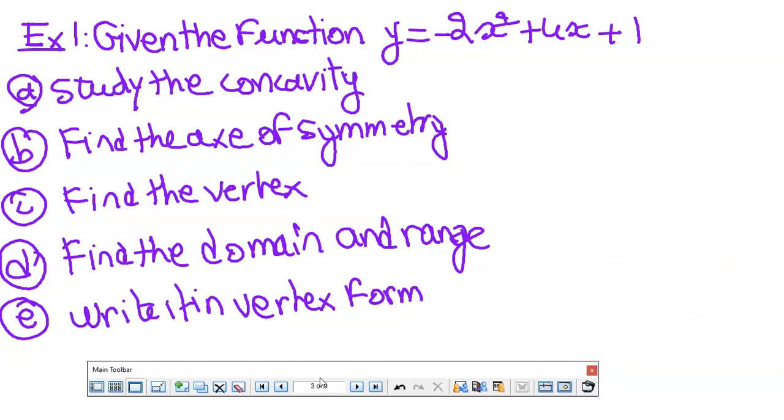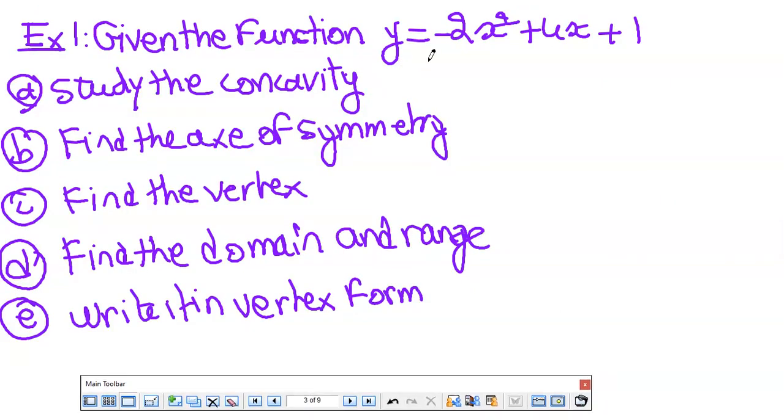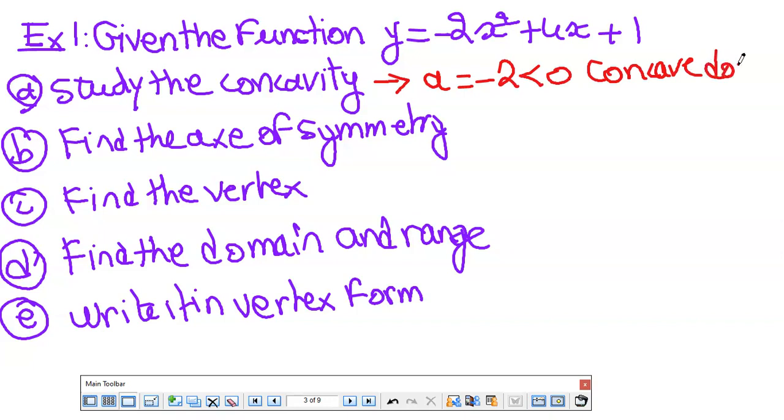Let's move to the first example. If I have the function y is equal to minus 2x squared plus 4x plus 1. Now, all that I'm doing is algebraic, not geometric, but I will let you see it later. First, I want to see the concavity. So I need to see, is it upward or downward? To know the concavity, I need to check what a is. A is minus 2, and it's negative. So what does it mean? It's concave downward, or down. So I know if I want to draw it, I can predict that it's going to be like this.